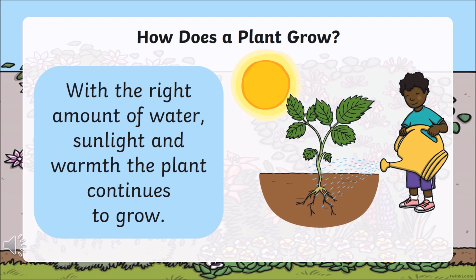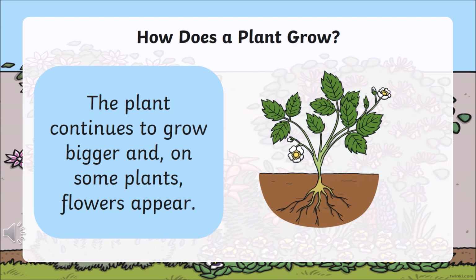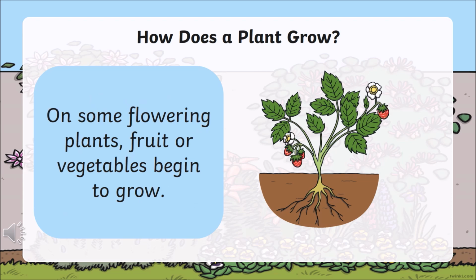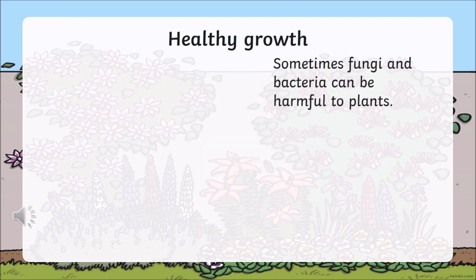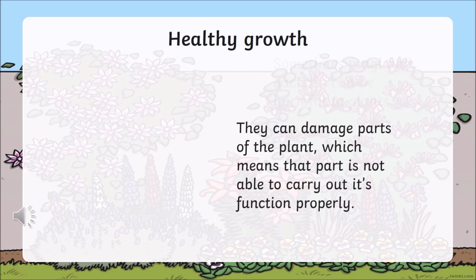With the right amount of water, sunlight, and warmth, the plant continues to grow. The plant continues to grow bigger, and on some plants, flowers appear. On some flowering plants, fruit or vegetables begin to grow. For a plant to be healthy, its leaves, stem, and roots need to be healthy to work all together. Sometimes fungi and bacteria can be harmful to plants. They can damage parts of the plant, which means that part is unable to carry out its function properly.